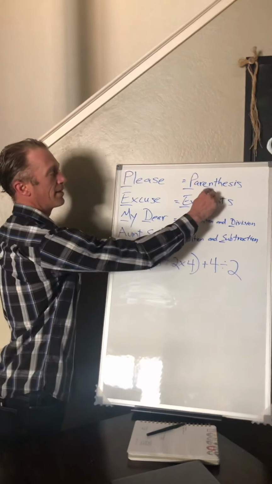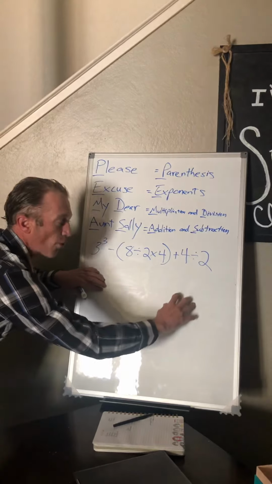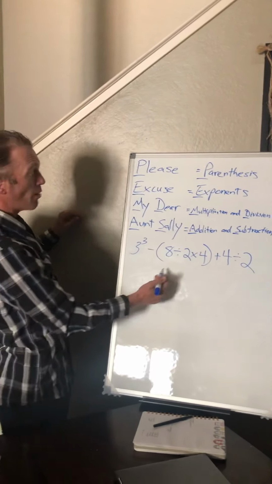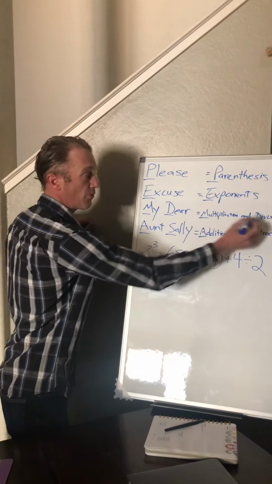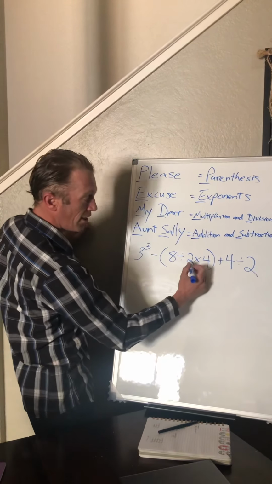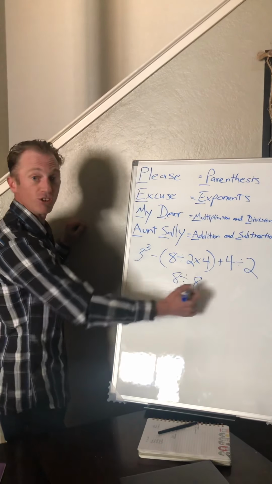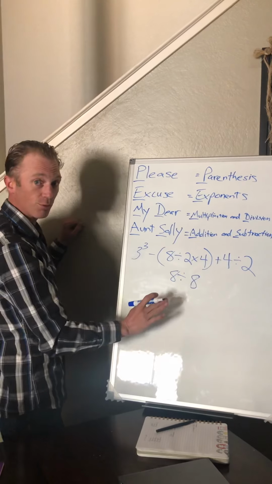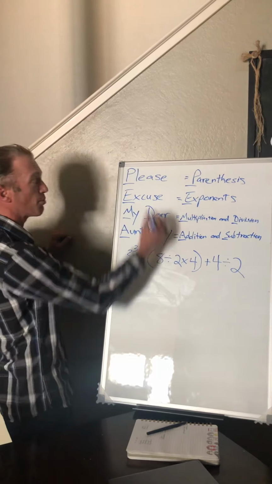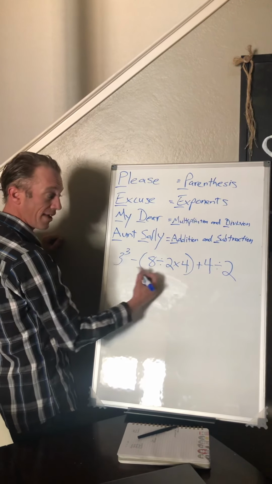Now, what do we do first, everybody? Please, right? So parentheses. So we're going to do what's inside the parentheses first. Everything else will just drop down so we can continue. Now, here's a good example of why we do not do multiplication before division. If you multiply before you divide, 2 times 4 would be 8. You would be left with 8 divided by 8, which is 1. But that's incorrect. We do not multiply before we divide. Inside the parentheses, we follow the same rules. So inside the parentheses, multiply and divide left to right.